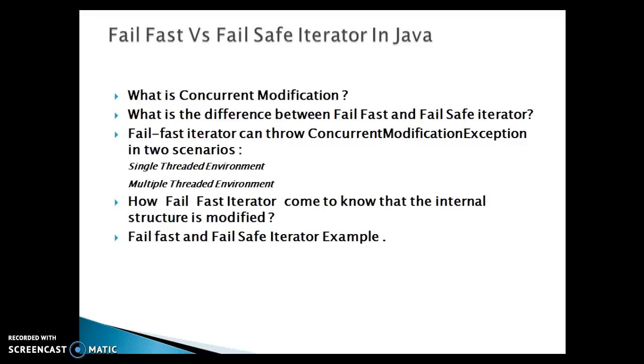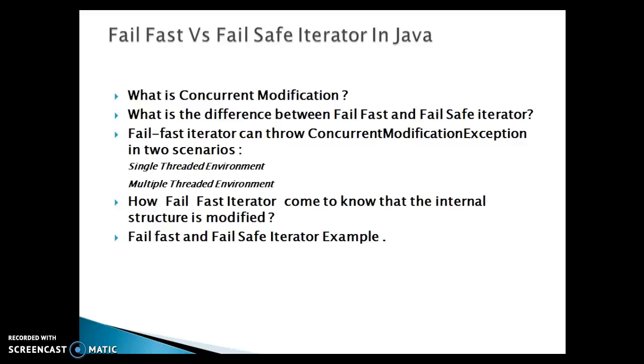Now the next question: how does a fail fast iterator come to know that the internal structure is modified? Let me try to explain how the fail fast iterator identifies that there is some structural change inside the collection, and after the modification immediately throws concurrent modification exception. The iterator reads the internal data structure directly. The internal data structure should not be modified while iterating through the collection. To ensure this, it maintains an internal flag that is called modCount.